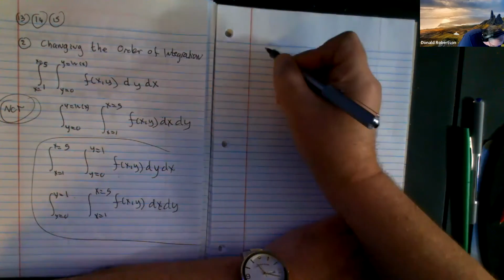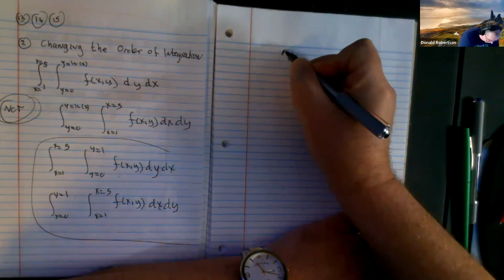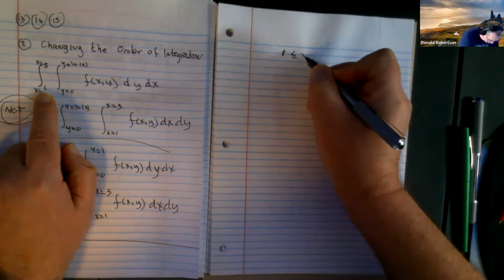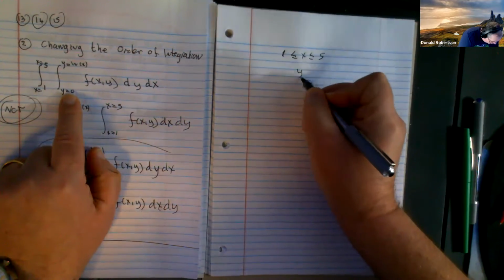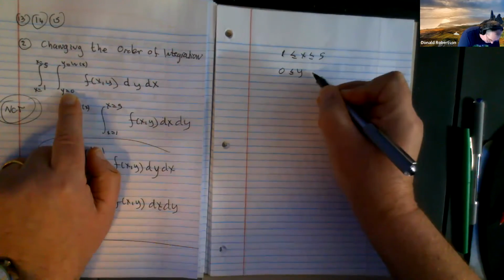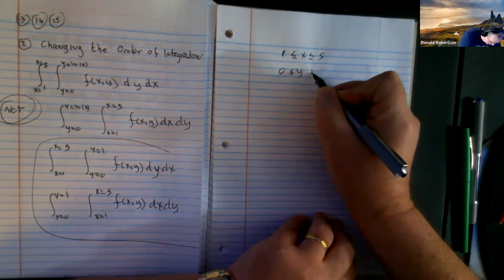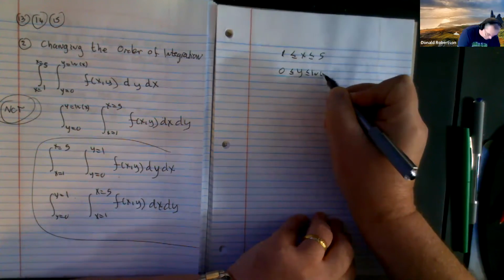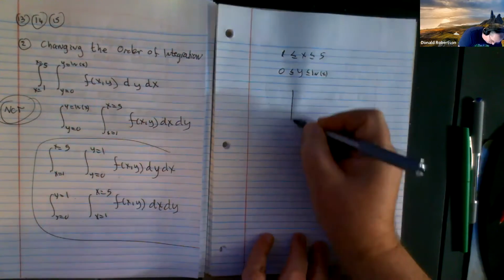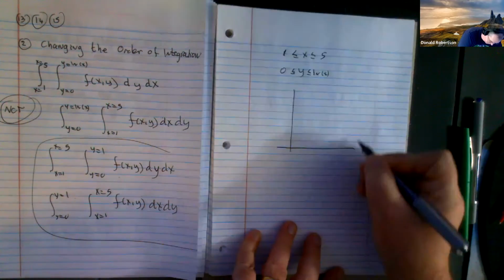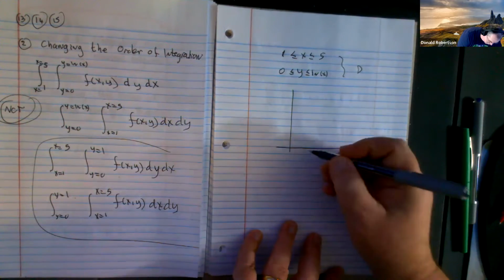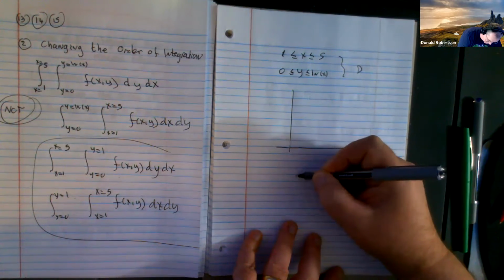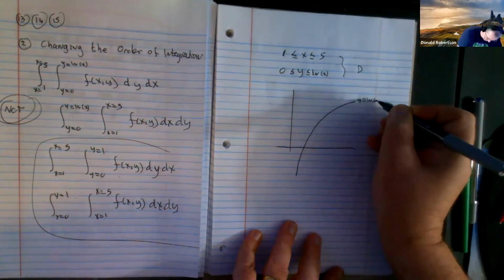So what do we know? Well, according to here, we know that x is between 1 and 5. And according to these, we know that y is between 0 and the natural log of x. So the first thing you should do is to draw this region D. Well, I'm going to put in y equals log x. You see it? Looks something like that.